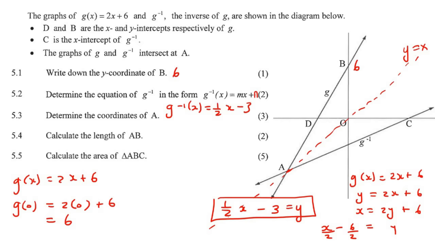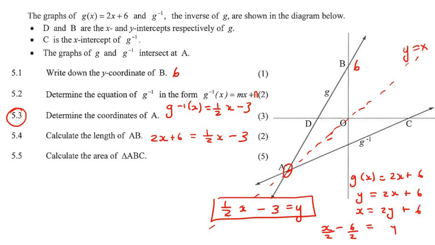This question says, determine the coordinates of A. So it's where the two graphs intersect. We can just make these two equations equal to each other, the inverse and the original. So 2x plus 6 equals a half x minus 3. I can already tell you that the x and the y value of A will be exactly the same. Why? Because A is on this line y equals x. Any point on this line has the same x and y coordinates. For example, this would be 1 and 1, this would be 2 and 2, this would be negative 1, negative 1. So we're going to get two negative values. We can predict that already, and these are things you should start doing to make sure that your answer makes sense.